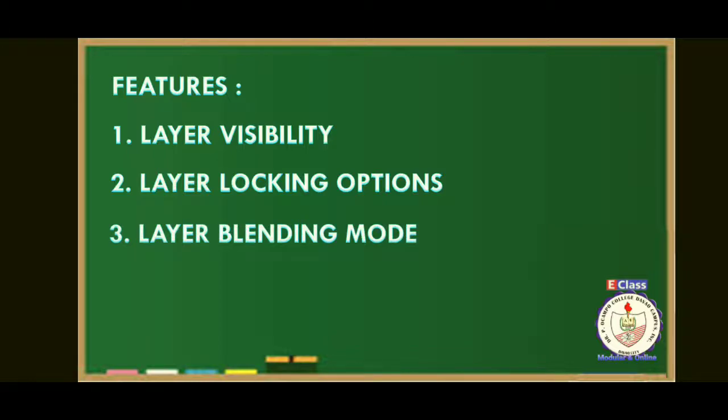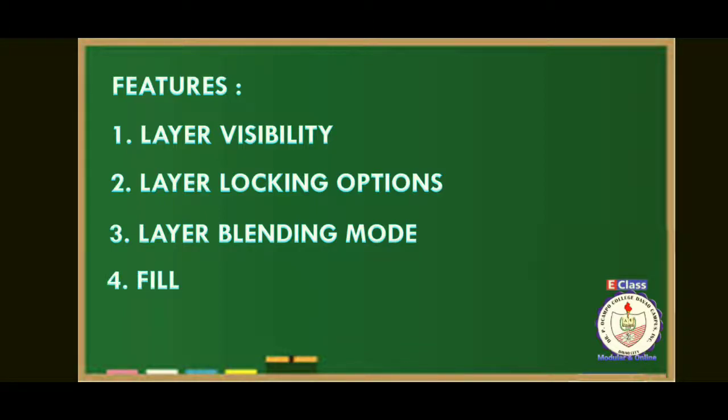Number 3 is the layer blending mode. In the layer blending mode, it shows how the layer's pixels blend with other pixels in the image. By choosing a particular blending mode from the drop-down menu, you can create a variety of special effects.